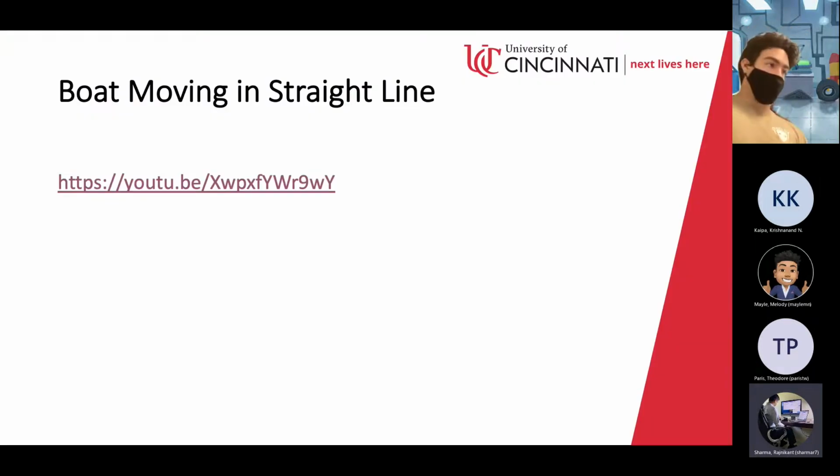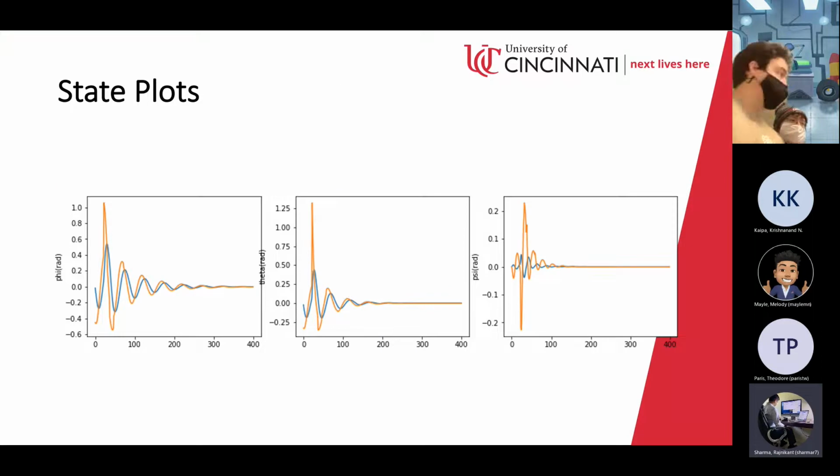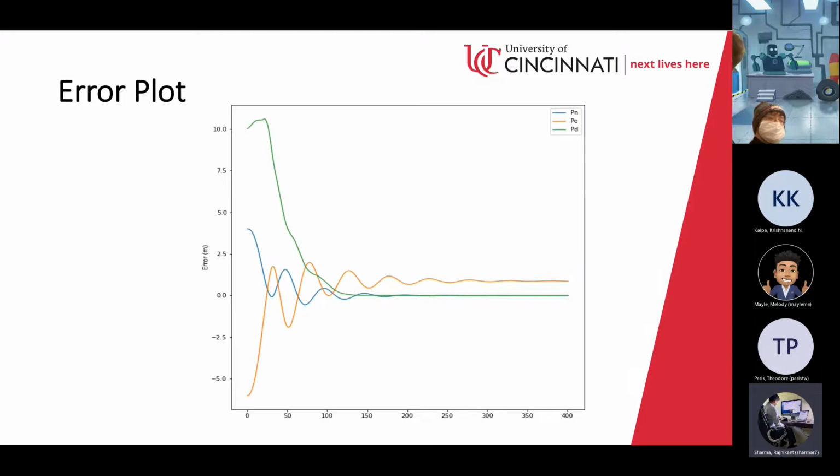There, that's okay. Oh, it just swaps it right back. Okay. And then we have state plots. These are our phi, theta, and psi commanded, and in orange and in blue is what we actually achieve. So we're tracking pretty close.